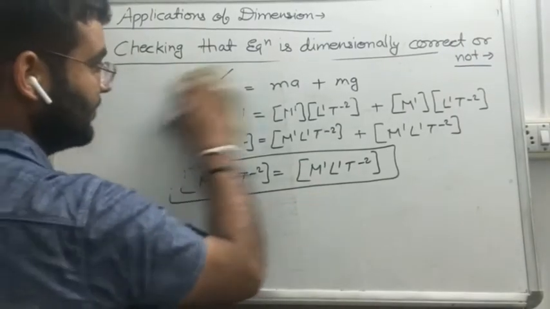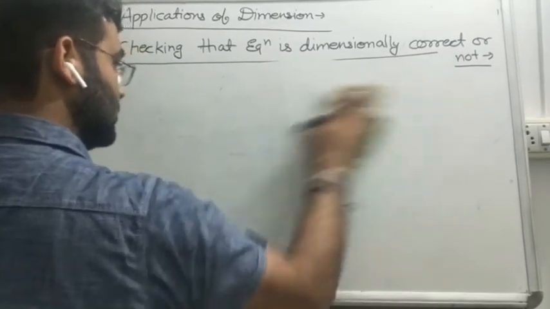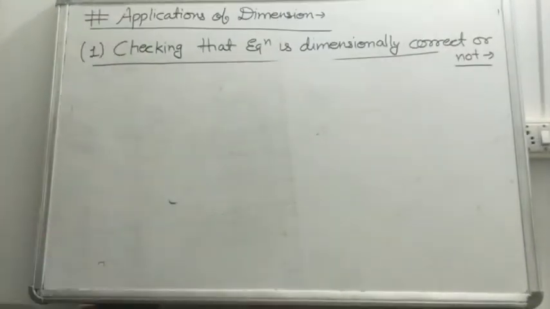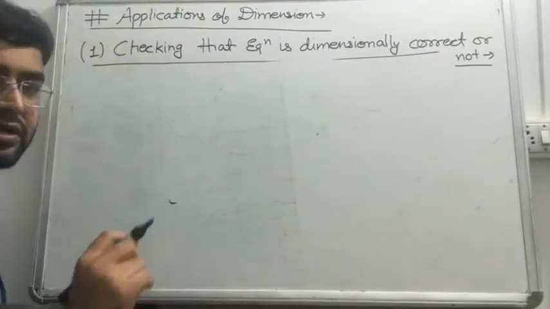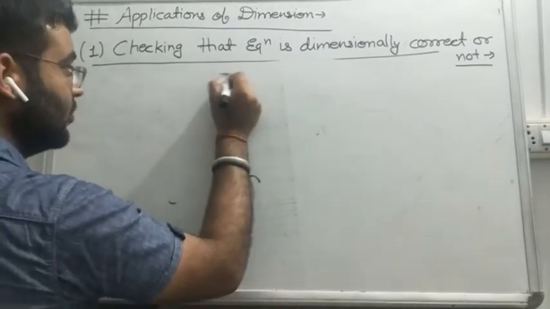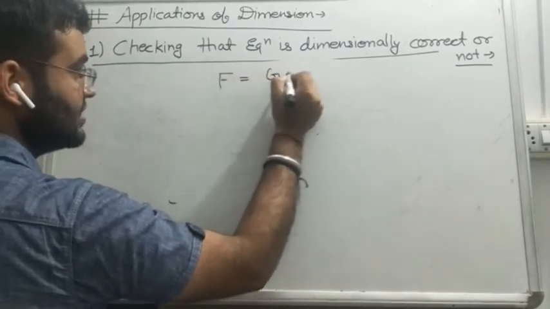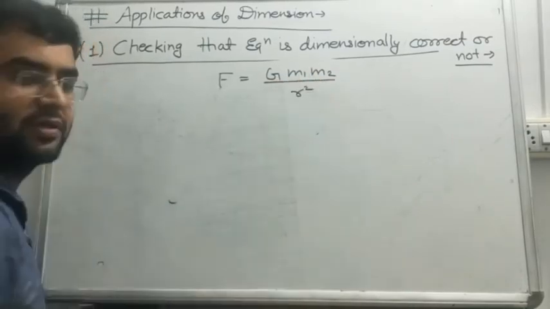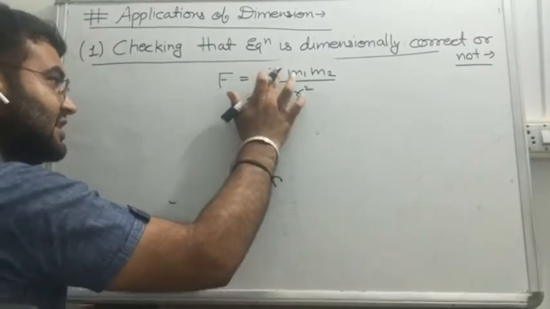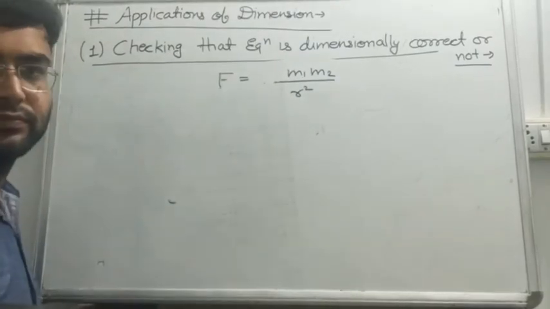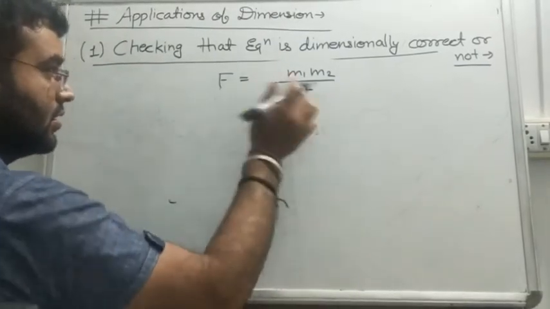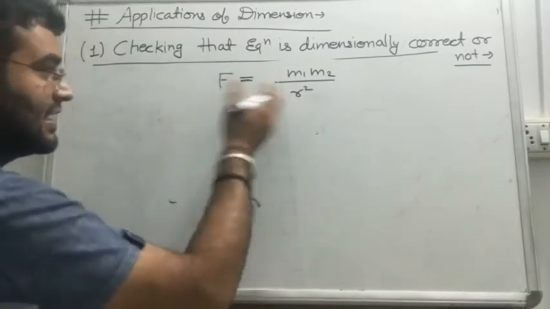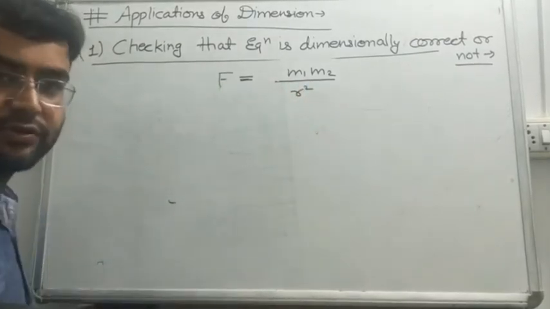Okay, one thing, one equation. We also check equations that are not correct. We all know F equals G m1 m2 over r square, the gravitational force. If I remove G from here, then we check whether this equation is dimensionally correct or not.